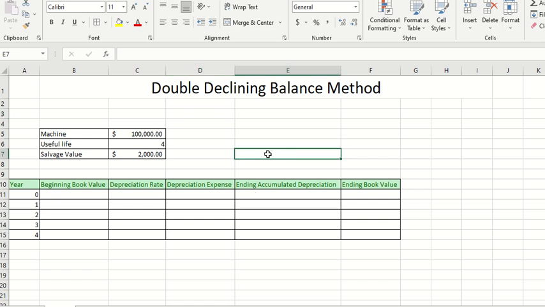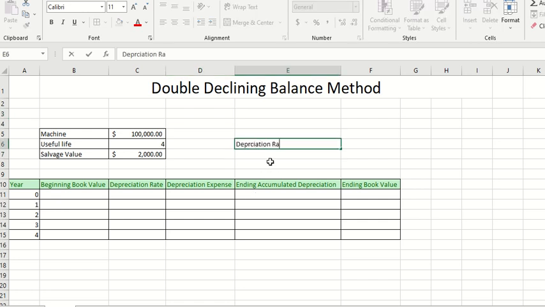The first thing we need to find is the depreciation rate. That should be 1 over the useful life. We multiply by the number 2 because this is about the double. That's why we need to multiply by 2.